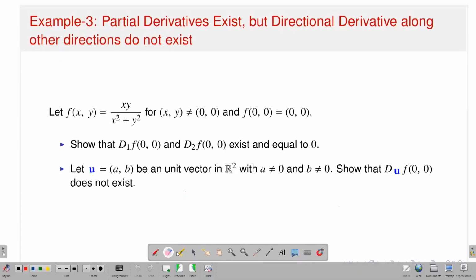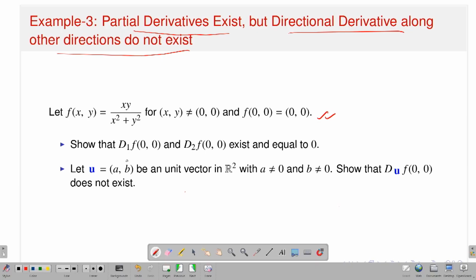As I said in my last lecture, I should give one example where the partial derivative exists at the point, however, the directional derivative does not exist. In fact, in my last lecture I missed one t in the calculation. You have to be very careful. This is the example where partial derivatives exist, but directional derivatives along other directions do not exist. This is the function, a very nice function you might have seen in my earlier lecture.